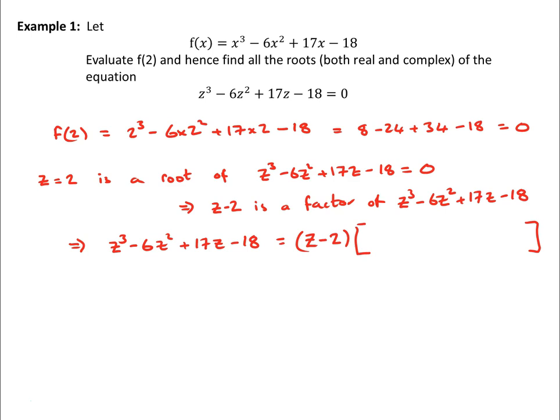Now, it should first of all be immediately clear that inside the square brackets we're going to need z squared because we've got to get a z cubed term out of our factorisation. And the only place we can get that from is by having z times z squared. Also, if we look at the constant term, when we do the expansion, we've got minus 18 as the constant term. So minus 18 must come from minus 2 times plus 9. So we must have plus 9 at the end of the factorisation.